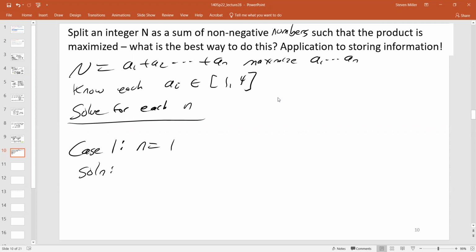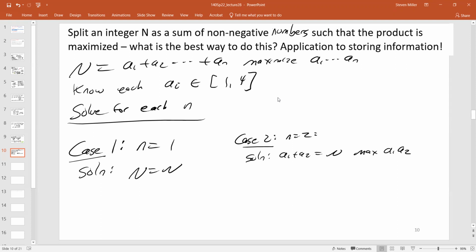What's the solution? So we can only use one term. What's the best way to do this? Yeah, we have no choice. So case two, n equals two. So the solution is we want to write a1 plus a2 equals n, and we want to maximize a1 times a2. Does anybody recognize this problem? This is the Farmer Brown problem. Therefore, a1 equals a2 equals n over 2. So we know what the answer is when n equals 2.